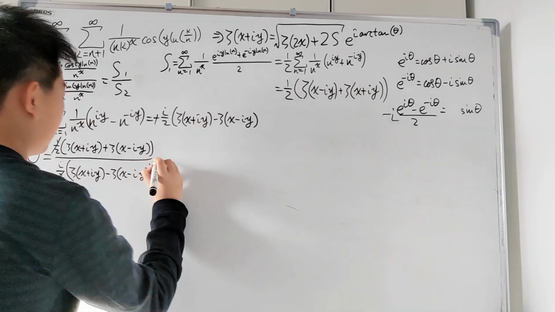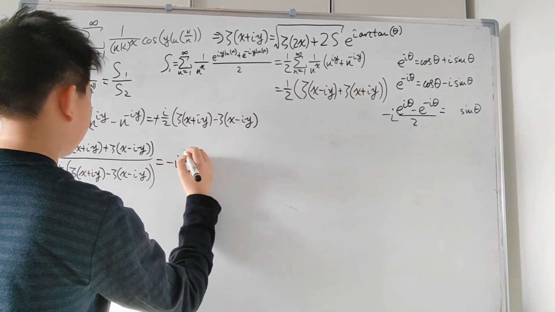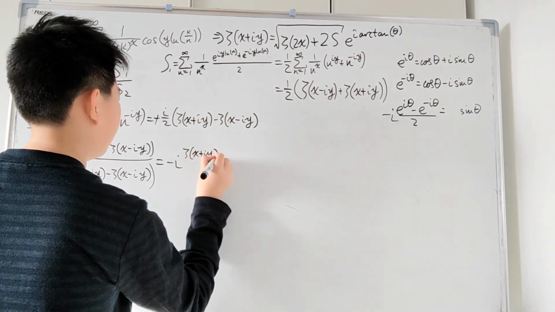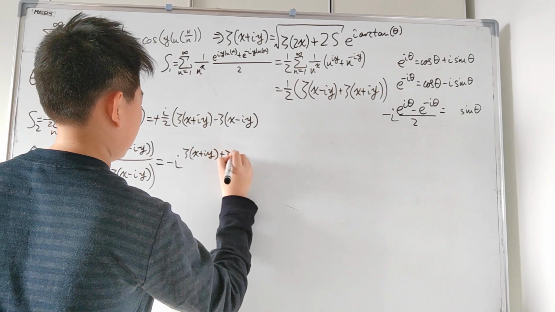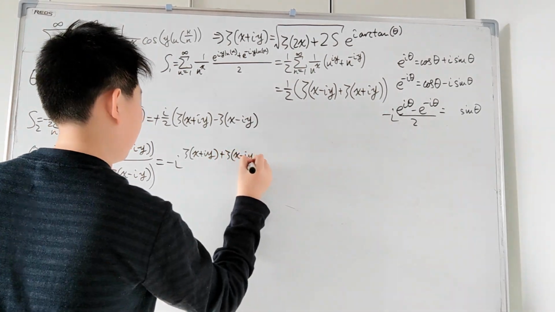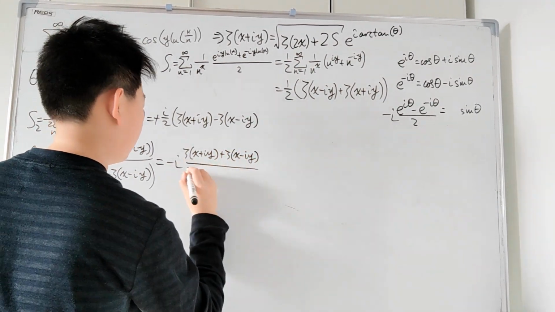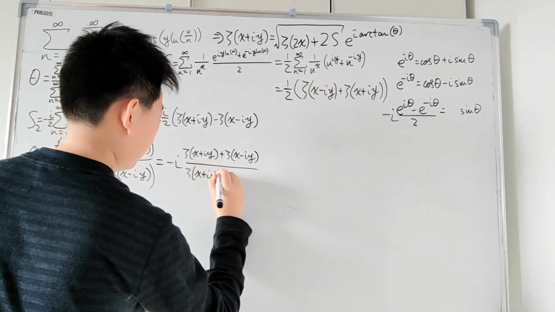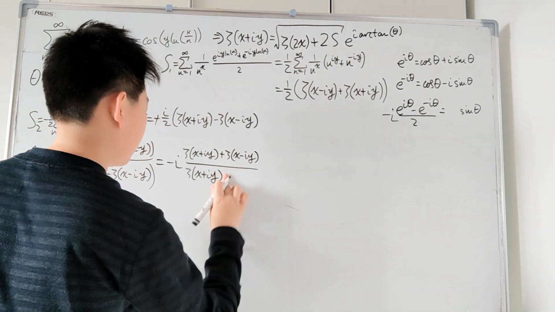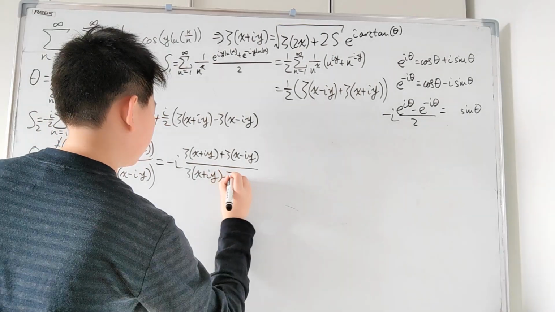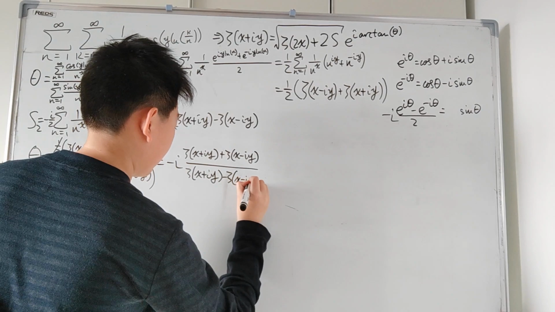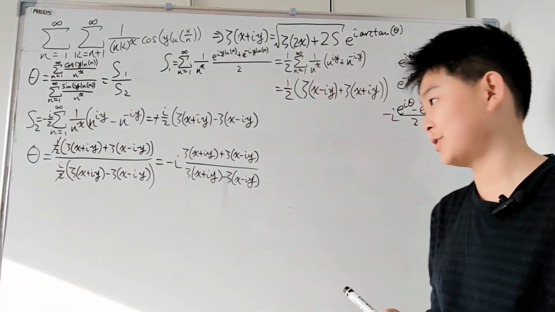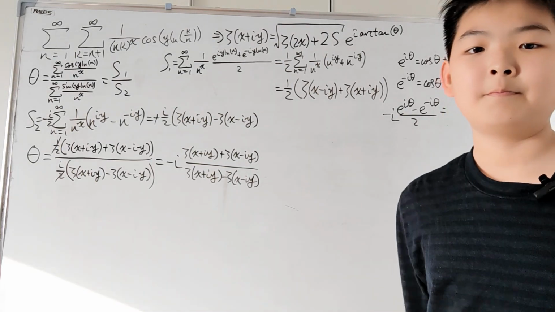1 over i is going to be negative i. So we have negative i times this rather complicated fraction: zeta of x plus iy plus zeta of x minus iy, over zeta of x plus iy minus zeta of x minus iy. And that is a hefty expression for our zeta function. But we have it. There's that.